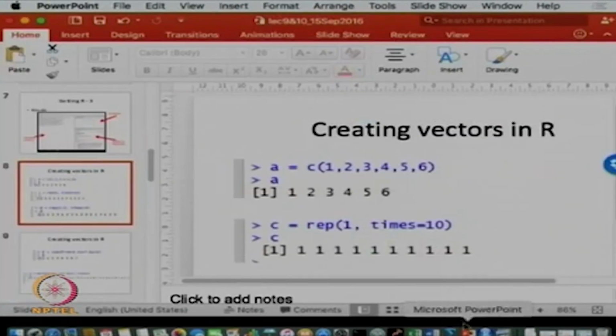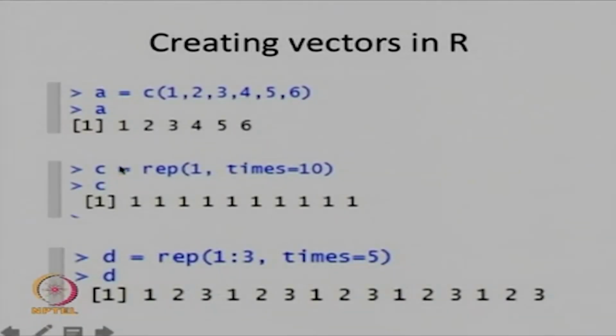Okay. So if I go back to this PowerPoint, you can even create the same number repeated whatever number of times. So the syntax is very understandable. You write repeat whatever the number is, 1 or A or B, and times how many times you want to repeat, and you see you create a vector of the same number which is 10 times.